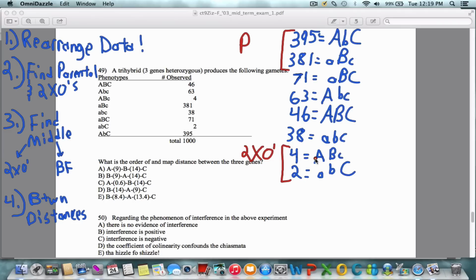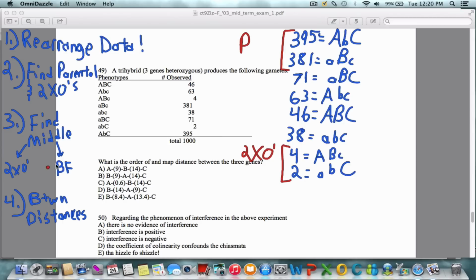So for example, I'm going to look at this just with regards to A and B. So A and B, I have a big A and I have a big B. I have a little a and I have a little b. And then I go up here. Well, big A, big B, that's not a parental. Little a, little b, that's not a parental. What about big B, little c? Well, yeah, that's a parental. What about little b, little c? Well, yes, that's parental. So I'm willing to bet that A is the gene in the middle.